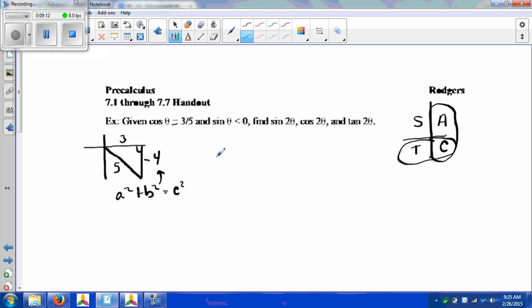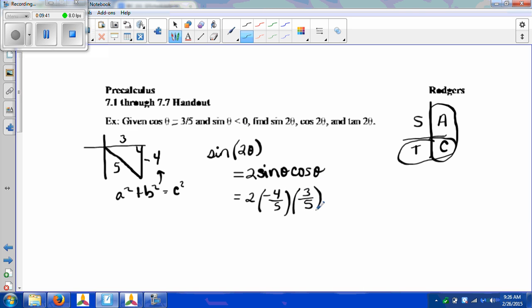So now I need the sine of 2 theta. Well, from the page before, or because you already have them memorized, because you're just so brilliant, it's 2 sine theta cosine theta. Okay, so then I just use my formula. That's my triangle, and then the sine is opposite over hypotenuse, so -4/5. And then the cosine of theta is positive 3/5. So then I get 6 times 4, -24/25. That would be the sine of 2 theta.